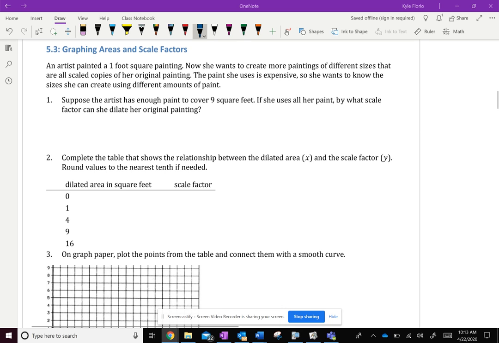Hello again, Geometry 5.3, Graphing Areas and Scale Factors. So this is the last activity in this lesson.